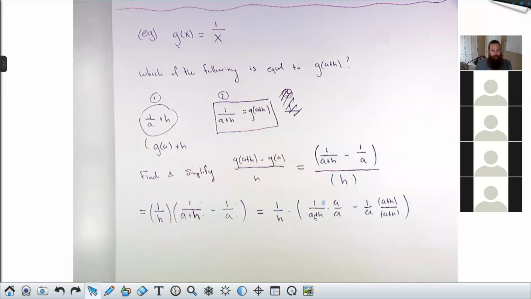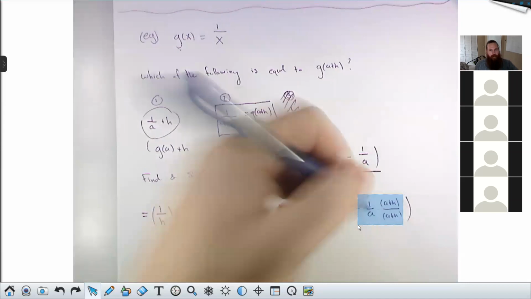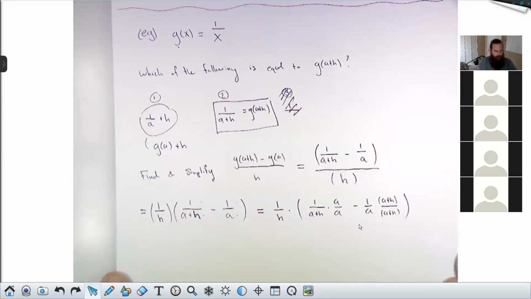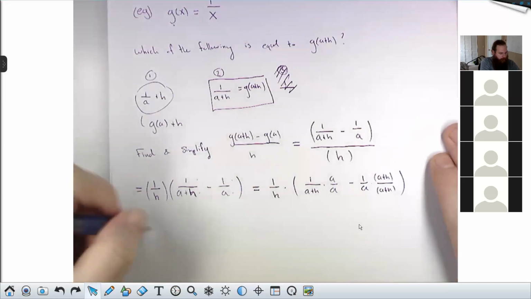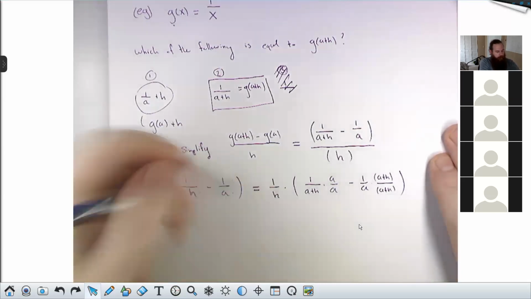This piece is this piece, and I'm multiplying him by a over a because he was missing the factor of a in his denominator. This piece is this piece, and I'm giving him a factor of a plus h downstairs because he was missing that. When I multiply these two fractions, the denominator will be a plus h times a. And now when I multiply these two fractions, their denominator will also be a plus h times a. So that will give me the common denominator that Olivia said we needed, and then we'll be able to see where to go from there. My 1 over h out front still hanging on.